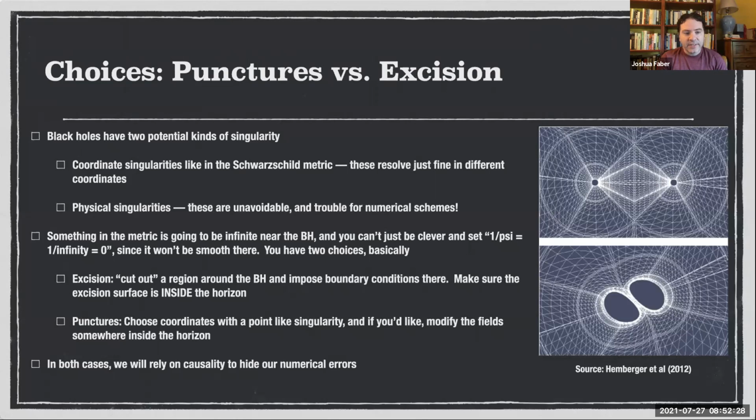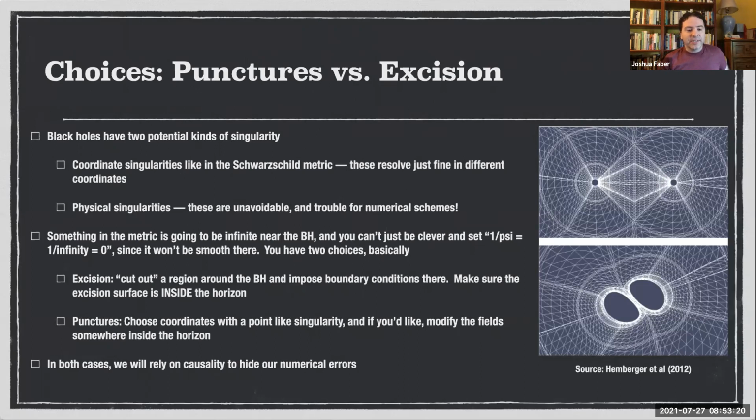One method is excision. You're going to cut out a region around the black hole, inside the black hole, and impose boundary conditions there. You want to cut out a region of space-time inside the horizon and impose boundary conditions on that inner surface. It's absolutely a rule. You have to make sure the excision surface is inside the horizon. So essentially it can be hidden away. The other approach, punctures or moving punctures, is to choose coordinates that have a point-like singularity. That's the puncture. One advantage you have is that rather than deal with the infinity, you either make sure it falls in some sense between your coordinate points, or if you need to, you can kind of modify your field values somewhere inside the horizon to keep things finite.